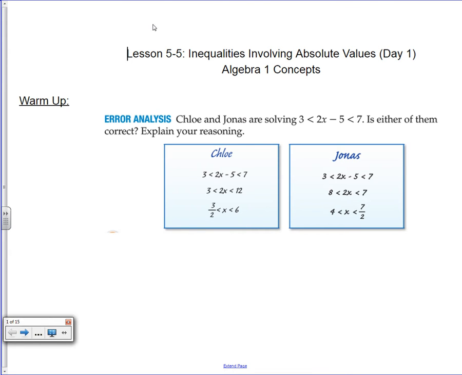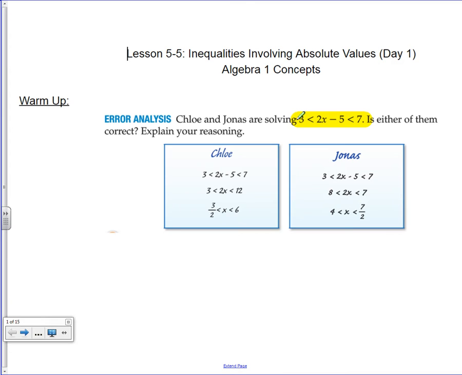Okay, let's start with our homework today. It says Chloe and Jonas are solving that compound inequality. The first thing I want you to realize is this compound inequality is an and inequality. We talked about this a couple days ago. That is an and inequality. So I want to know, is either of them correct?